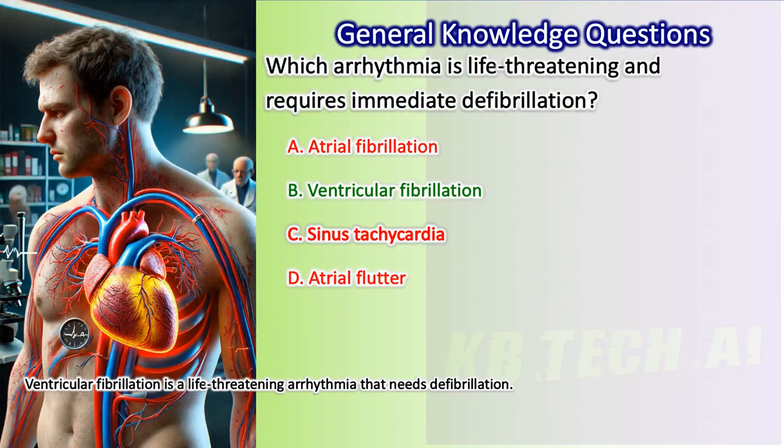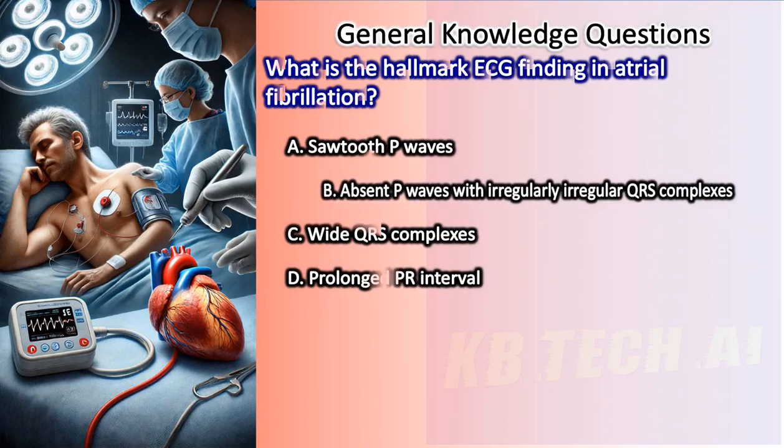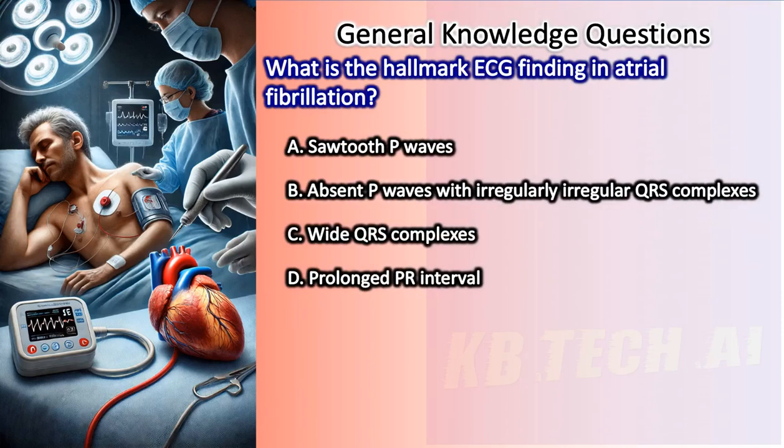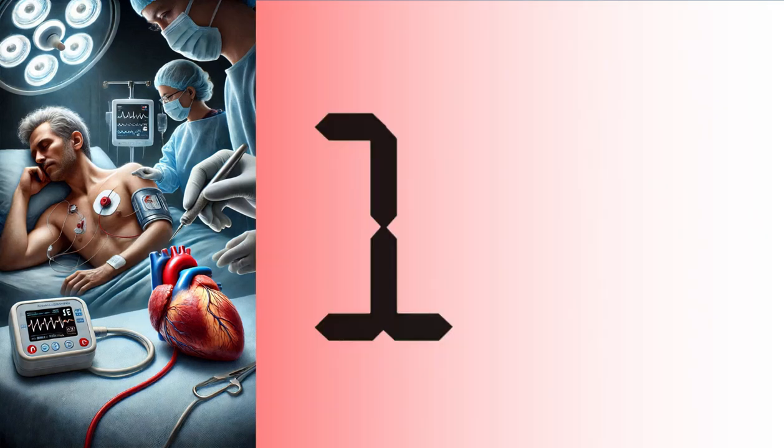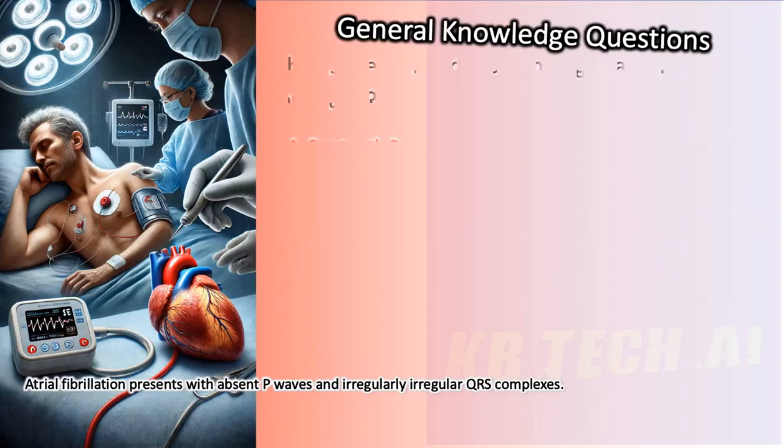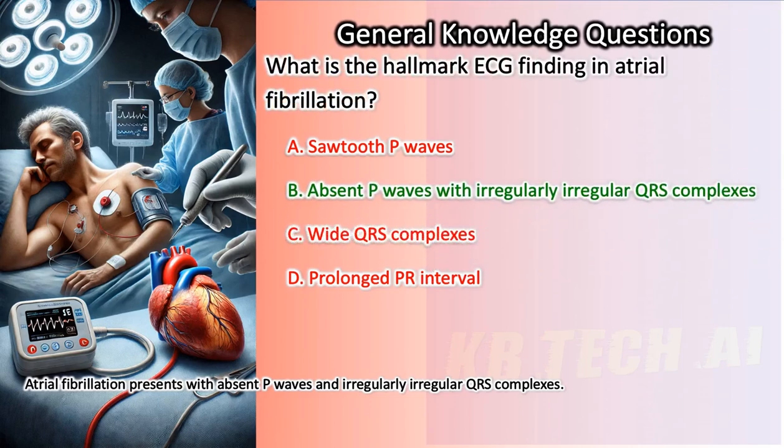Ventricular fibrillation. Which is the hallmark ECG finding in atrial fibrillation? Option 1. Sawtooth P waves. Option 2. Absent P waves with irregularly irregular QRS complexes. Option 3. Wide QRS complexes. Option 4. Prolonged PR interval. The answer is option 2. Absent P waves with irregularly irregular QRS complexes.